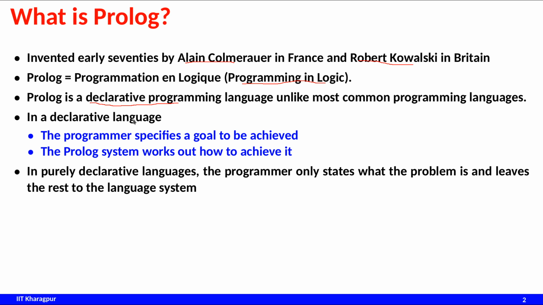Typically for a declarative language, the programmer specifies a goal to be achieved, along with the set of information that it needs to provide, and the Prolog system works out how to achieve it. In a purely declarative language, the programmer only states what the problem is and leaves the rest to the language system. But when we solve any problem in C and C++, we explicitly specify the steps that need to be followed, in what way it should execute. So it follows a sequential execution, and we try to fit in that way.